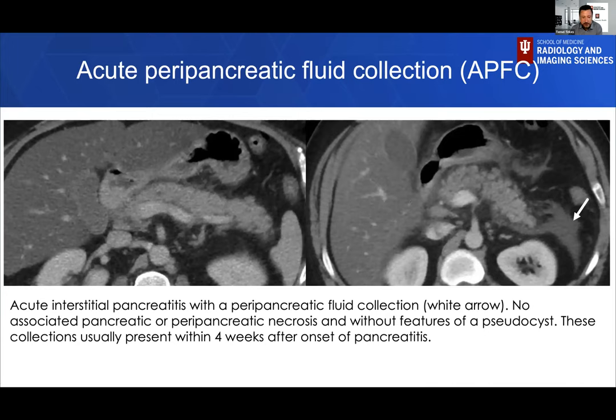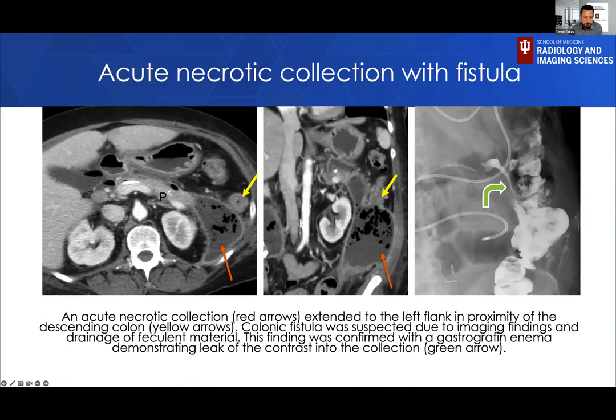After a couple of days or maybe a week, some fluid collections may form, and when we look at the pancreas, it is homogeneous and enhancing without any perfusion defects. And therefore we call this interstitial pancreatitis, and the fluid collection is an acute peripancreatic fluid collection, which is still free, not loculated or walled off.